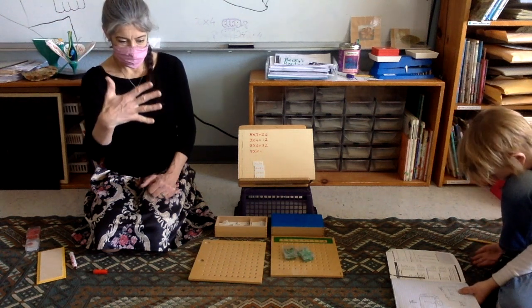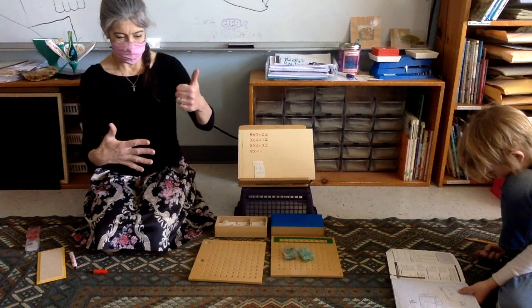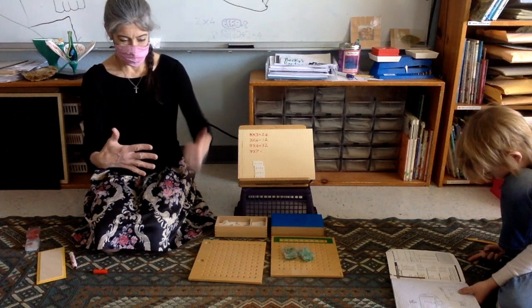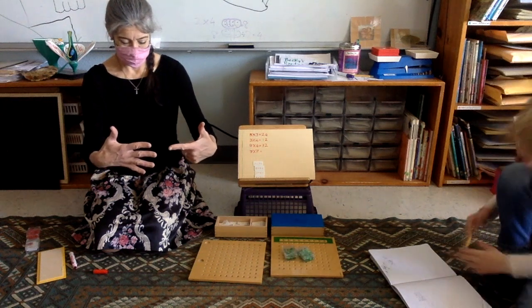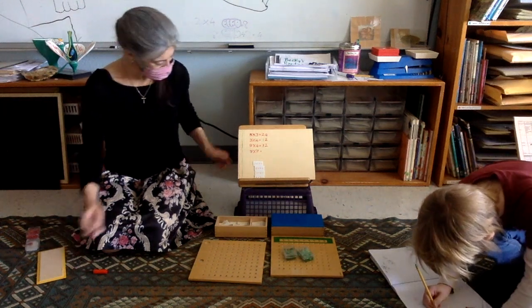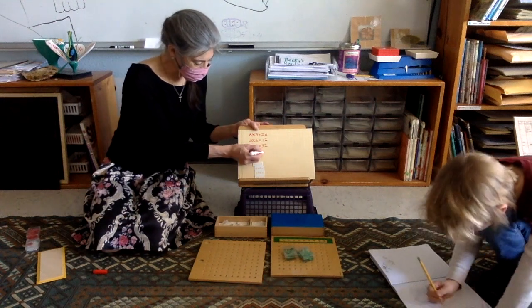28. 35. 42. One more. 49. Good. You should have 7 fingers up now. Okay. So 7 times 7 is 49.